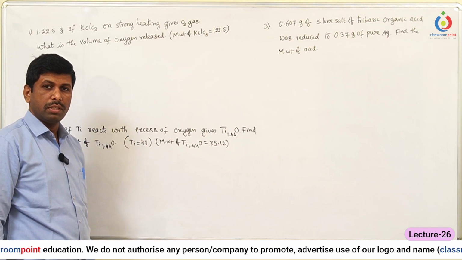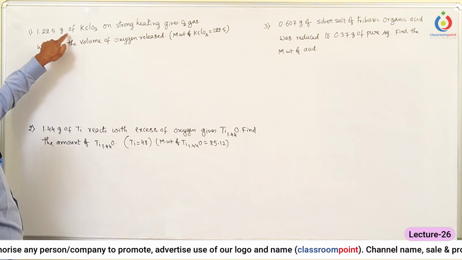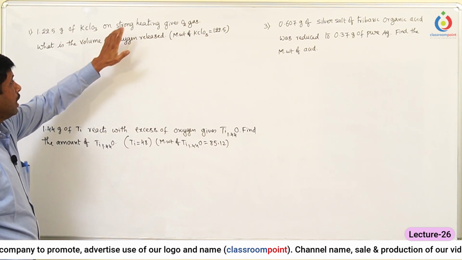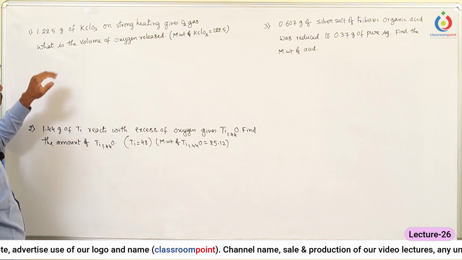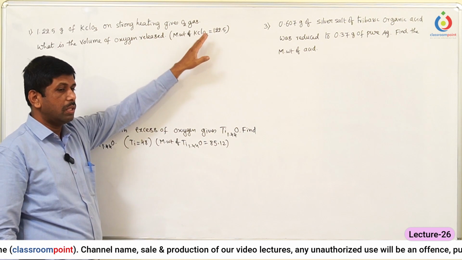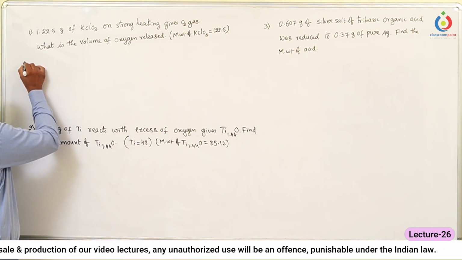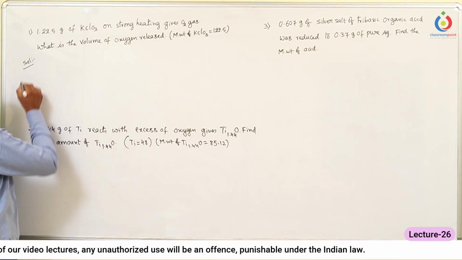Let us solve some questions now. The given question is: 1.225 grams of KClO3 on strong heating gives oxygen gas. What is the volume of the oxygen released? The molecular mass of KClO3 is 122.5 grams per mole. So let us see the solution for this question.